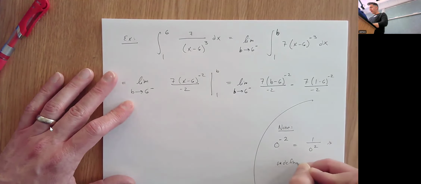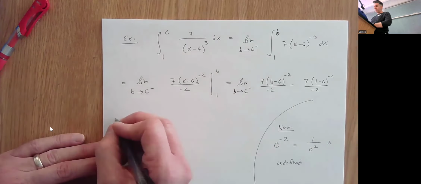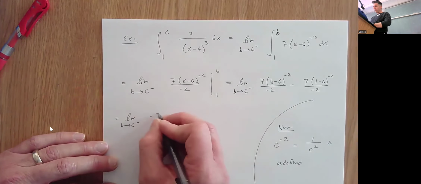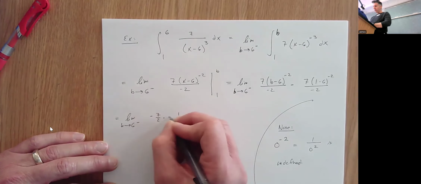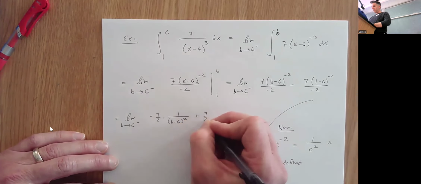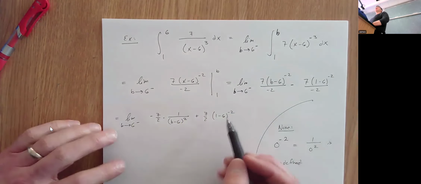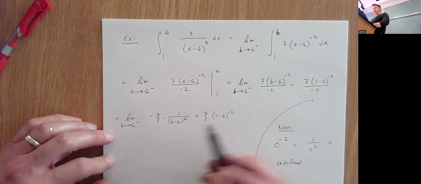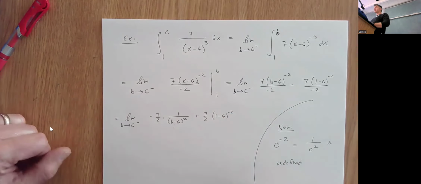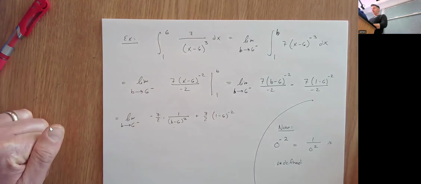So that's why I don't like to leave my negative powers as negative powers. I would personally prefer to rewrite this as the limit as b approaches 6 from the left of -7/2 times 1 over b minus 6 squared plus 7/2 times 1 minus 6 to the negative. I should have rewritten that one too. Sorry, this one wasn't important, so I didn't rewrite it. Apologies. But then if you plug in 6, oh yeah, 6 minus 6 is 0, and division by 0 does not exist. We can be more specific here because we can see what kind of infinity we're going to have.